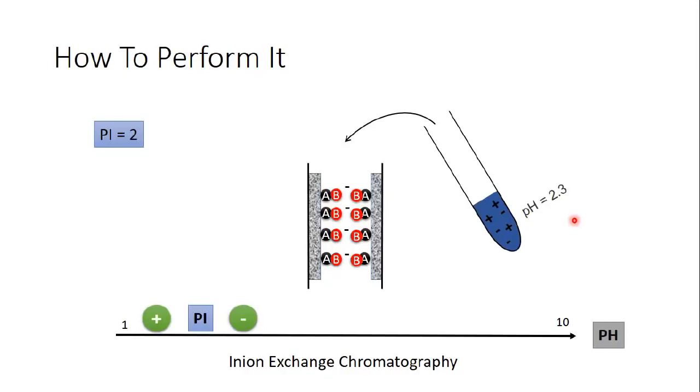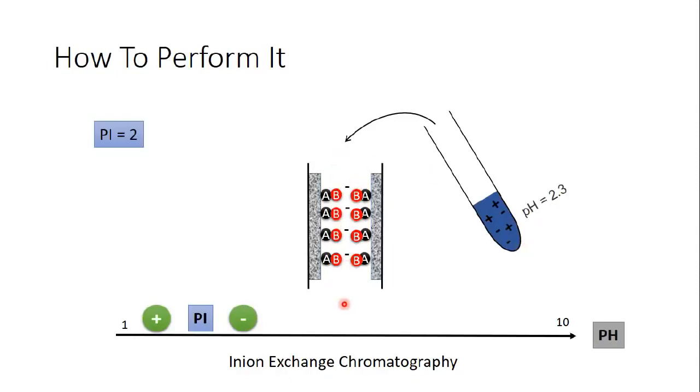Yeah, as I told you, to understand this, you should also apply the rule of thumb. When the pH is higher than the pI, the protein is negatively charged. When the pH is lower than the pI, the protein is positively charged. Then, when we apply this solution to the column, only my protein, which is negatively charged, will be exchanging with substance B.